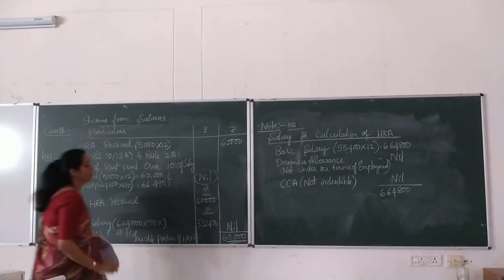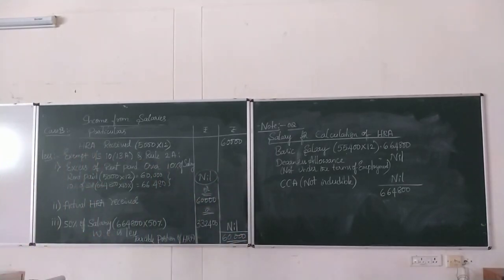Is this clear? Look at the difference between Case A and Case B. In Case A they gave DNS pay, in Case B they gave DNS allowance, and they have not given terms of employment, so we should not consider it. In the second case, commission based on the turnover was given, but here they have given city compensatory allowance. It should not be considered for the HRA. So in all cases we should not consider CC.